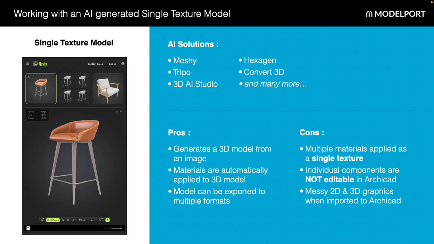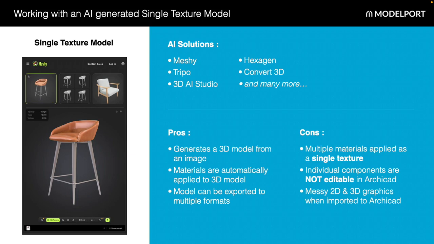So let's start with the single texture model. As I mentioned, this is the most, I didn't mention it, but it is the most popular option. As you can see, there are a lot of AI solutions out there. There's Meshy, which we're going to use today as our example. There's Tripo, 3AI Studio, Hexagon, Convert 3D, and a lot more.